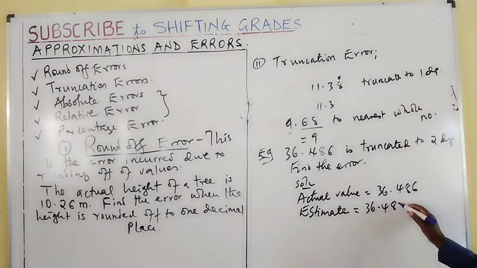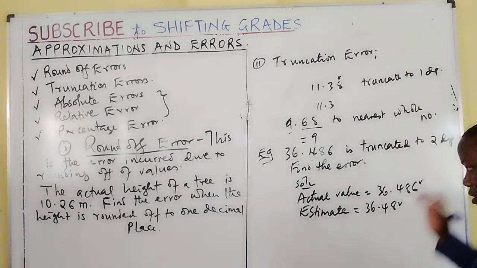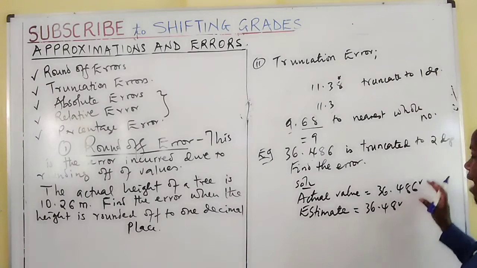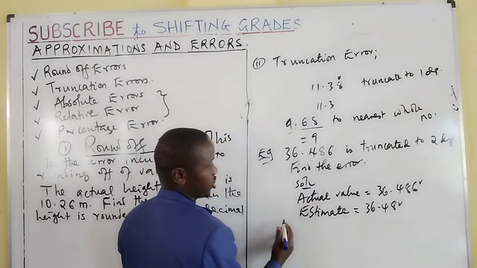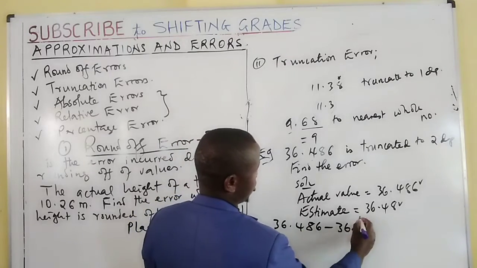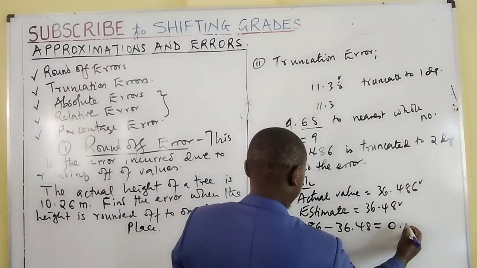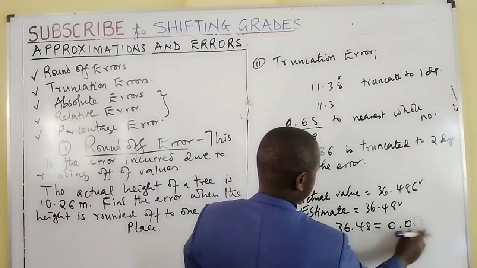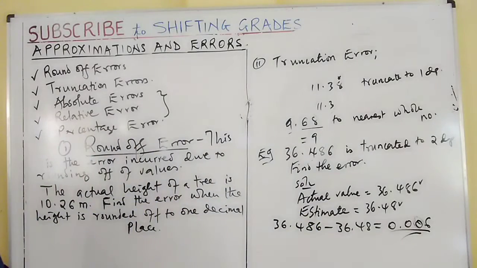Now you find that the estimated value, or the truncated value, and the actual value are different. And that difference between the truncated value and the actual value is what we call the truncation error. Therefore, the truncation error in this case will be 36.486 minus 36.48, giving us 0.006. So that is the truncation error. That's what we call truncation.